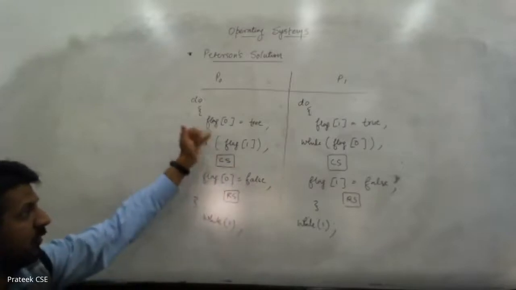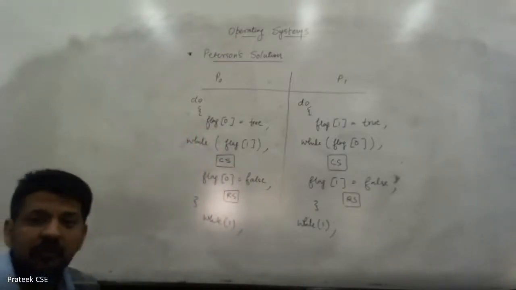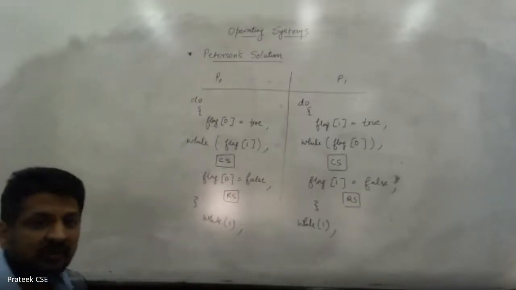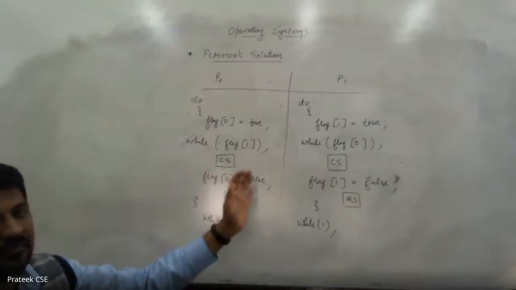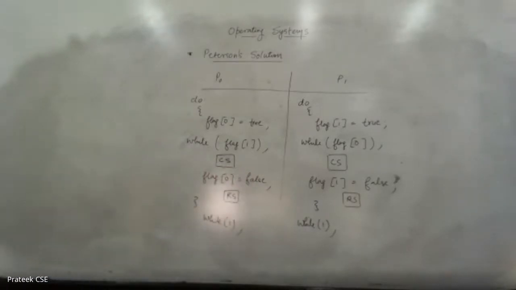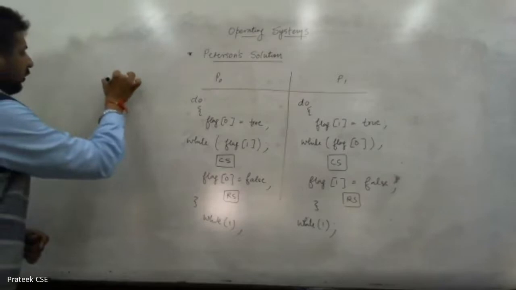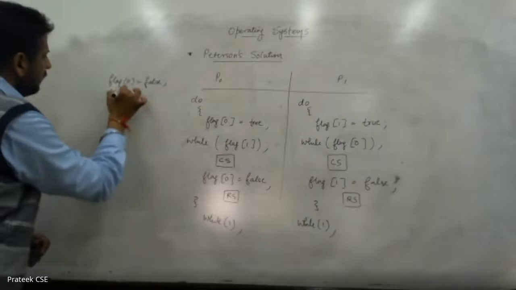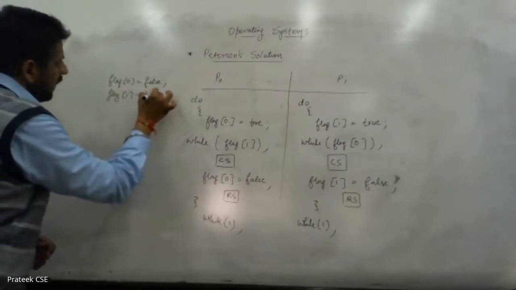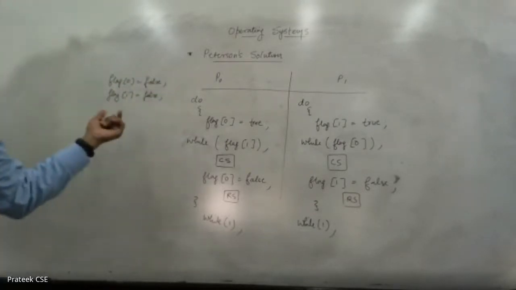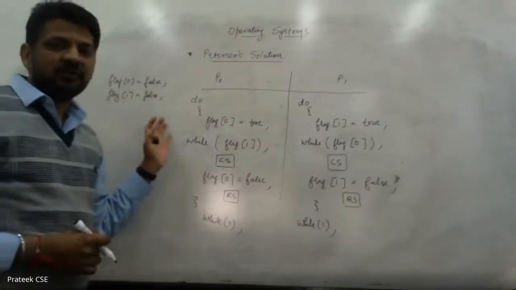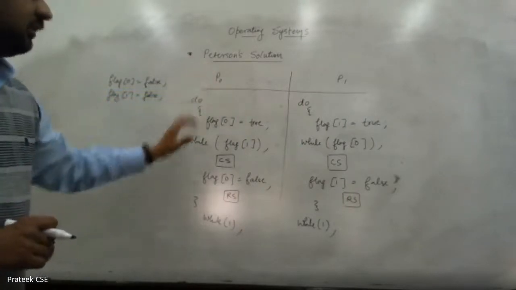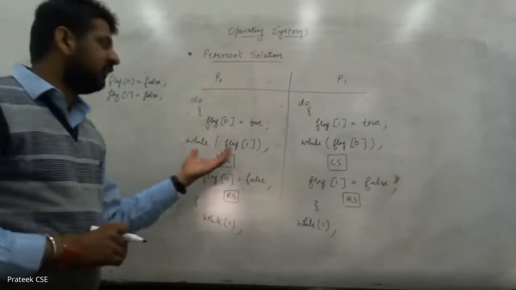What will happen if initially the process P0 wants to enter the critical section? As you have seen in the slide, initially the values of flag[0] and flag[1] are both false. And as you know, if the value of a flag is true, that means that process is interested in entering the critical section. Now I am starting with T0. Initially the critical section is empty, none of the processes is in the critical section.